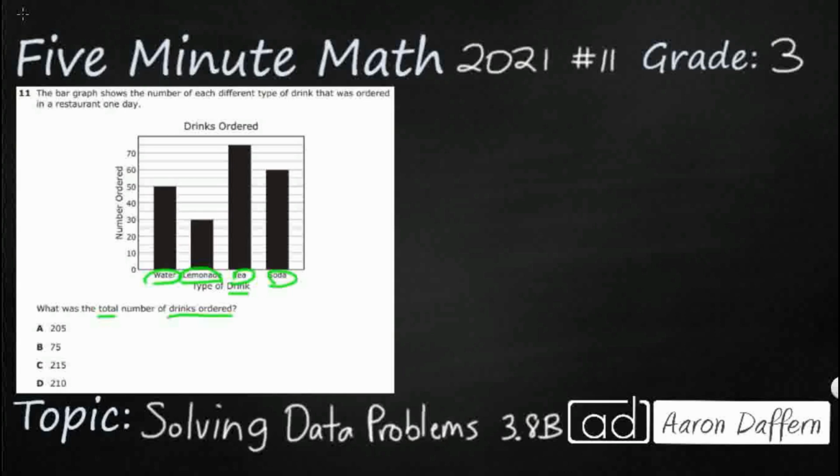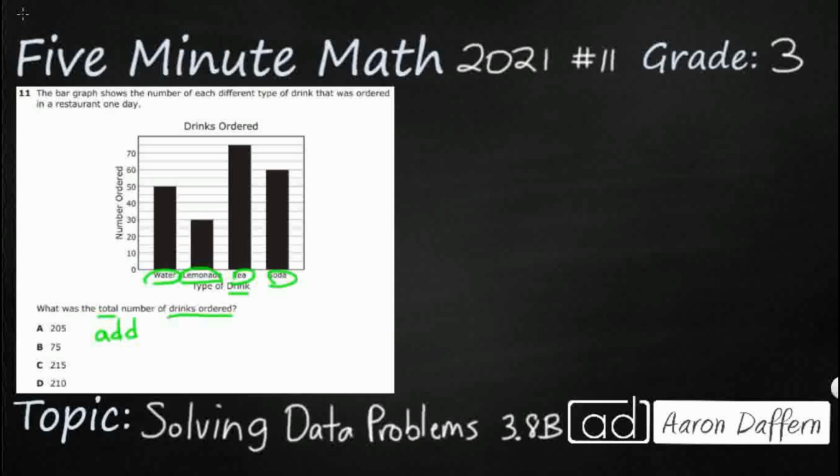That's why we have to solve this data problem. We're not just creating a bar graph, we are actually having to do some type of operation with it. In this case, we are going to add. The word total gives us that clue. Taking a look at our answer choices, I notice that A, C, and D are very close to each other, and B sticks out on its own. So I'm guessing that's not going to be it, but let's take a look.